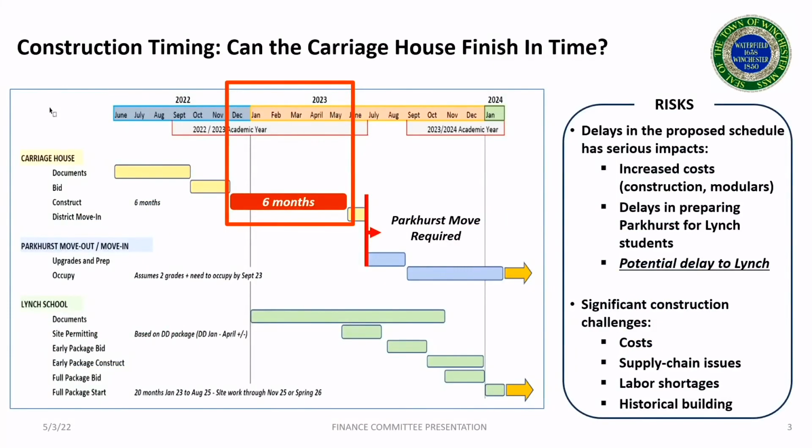One risk we identified is schedule. Six months to finish the Carriage House sounds very aggressive to us, and anyone who's had a construction project in their own home knows there are delays, especially in this environment where supply chain issues exist, labor shortages, so this was a concern.